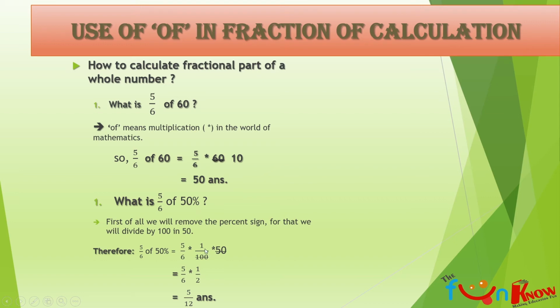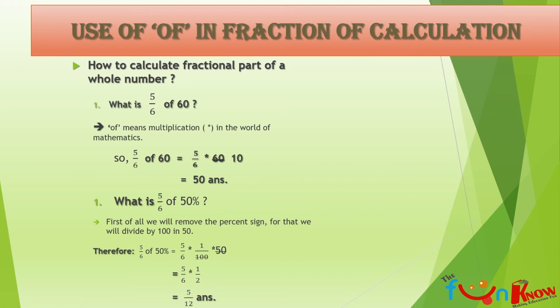And then because it is 'of', it is into 50. See, 5 by 6 into 50, this was normal. This 1 by 100 we are doing just to remove the percentage sign. Then we just cancel it out. 50 ones are 50, 50 twos are 100, so it will be 5 by 6 into 1 by 2. As you know how to multiply two fractions, 5 into 1 is 5, 6 into 2 is 12. So this is how the multiplication will be.